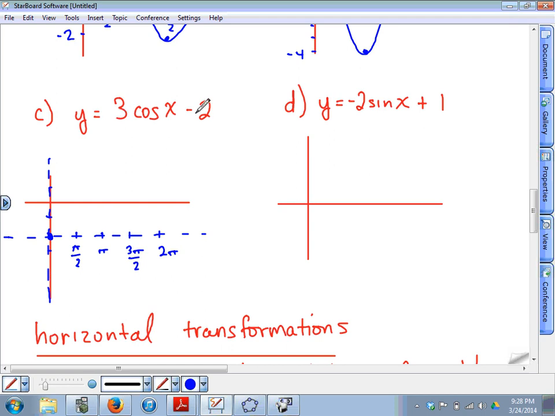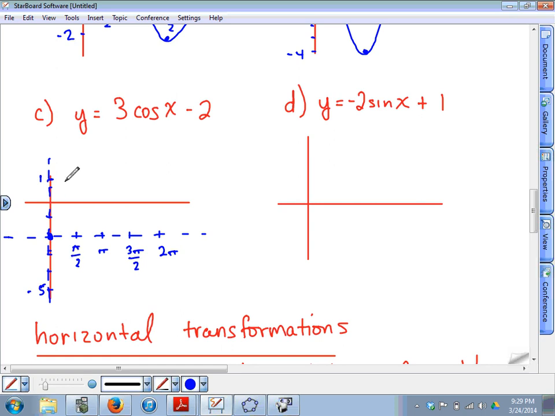Now, the amplitude is 3, but that doesn't mean it's going to go up to 3 and down to -3 because we've had a vertical shift down 2 units. So if we consider this to be the new 0, 0, then from here we're going to go up 3 units, 1, 2, 3. So we're actually going up to +1 on the original y-axis, and then down 3 units from the new origin, which is actually -5 in relation to the original origin here.